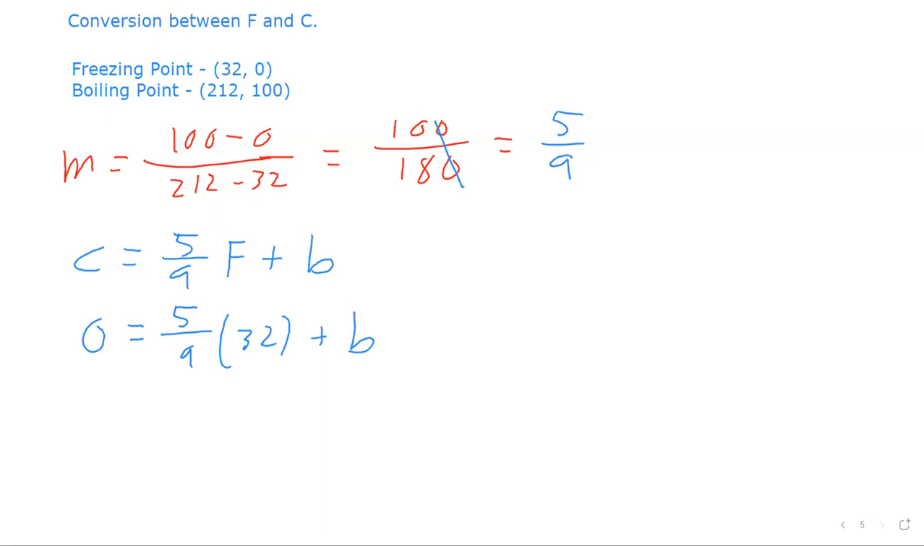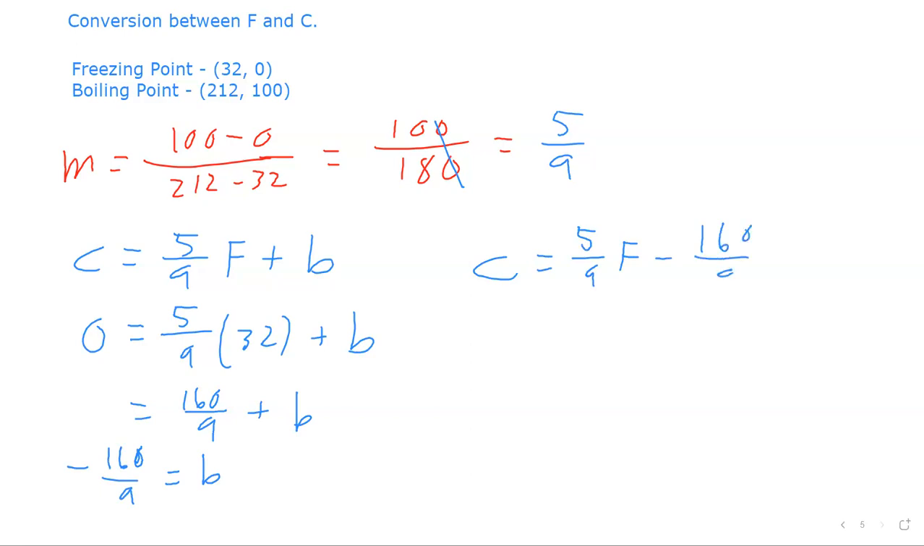And then doing our multiplication, that's going to be 160/9. So negative 160/9 equals B. So our equation, if we have our Fahrenheit and we're going to change to Celsius, is right there.